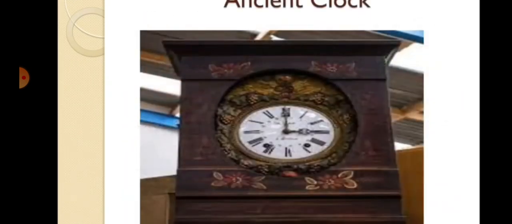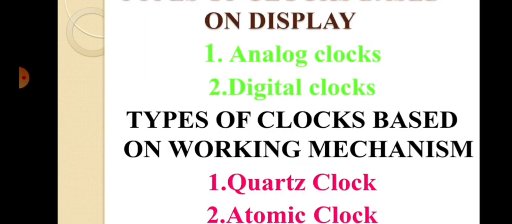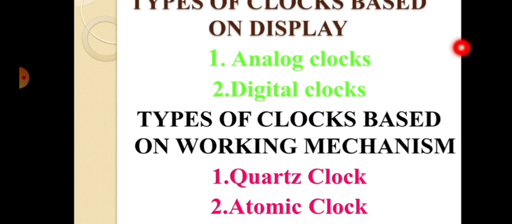This is a picture of ancient clock. Based upon the display, there are two types of clocks. One is analog clock and another one is digital clock. Types of clock based on working mechanism: one is quartz clock and another one is atomic clock. Analog and digital clocks, you know very well.